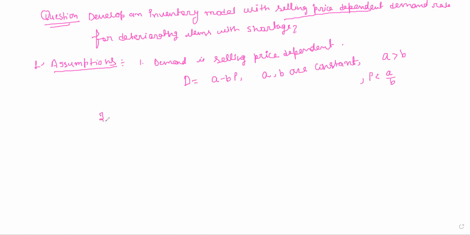Okay, the next one is deterioration rate is constant. Third one, shortages are allowed. Fourth, lead time is 0.